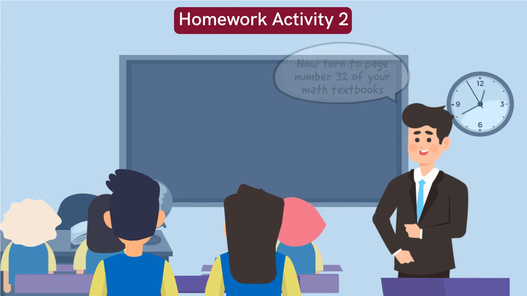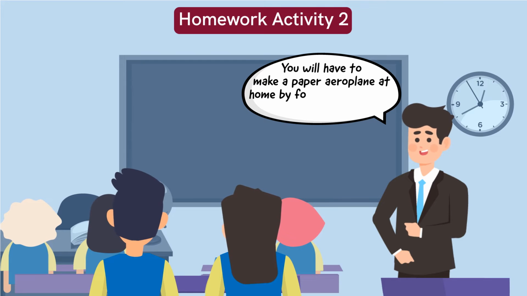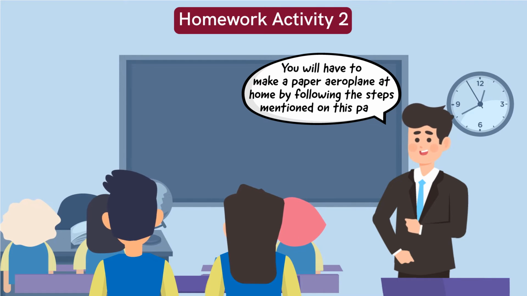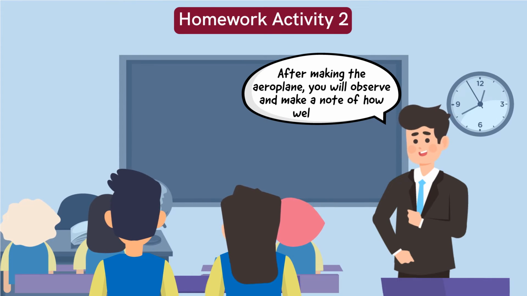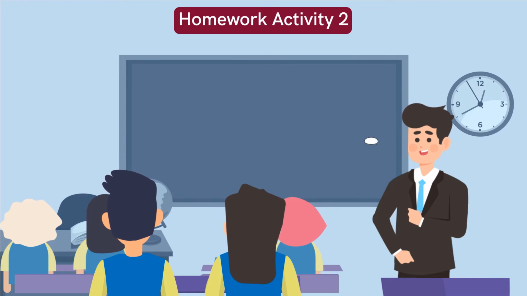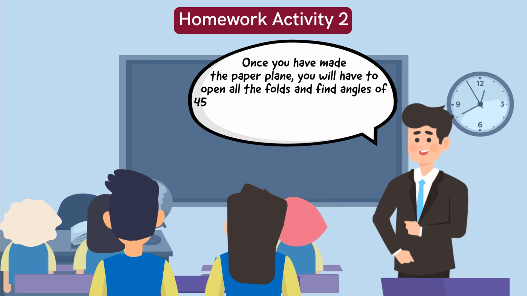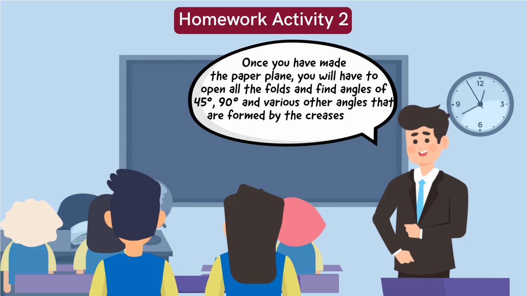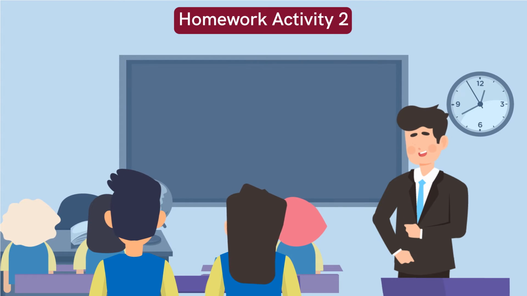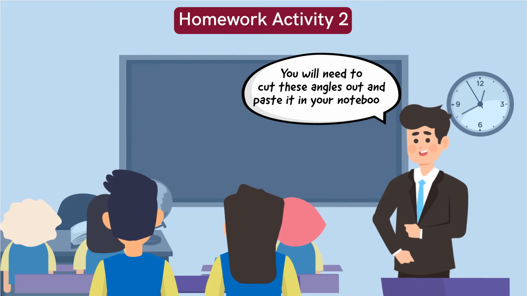For the next homework activity, ask the students to turn to page number 32 of their math textbooks. Inform the students that they will have to make a paper aeroplane at home by following the steps mentioned on that page. Ask the students to observe and make a note of how well it flies. Also, inform them that once they have made the paper plane, they will have to open all the folds and find angles of 45 degrees, 90 degrees and various other angles that are formed by the creases of the folds. Inform the students that they will need to cut these angles out and paste them in their notebooks.